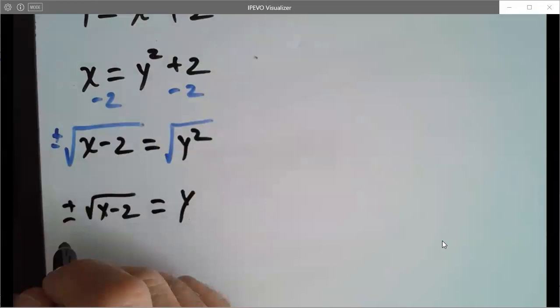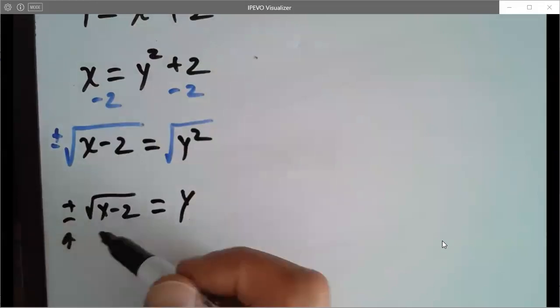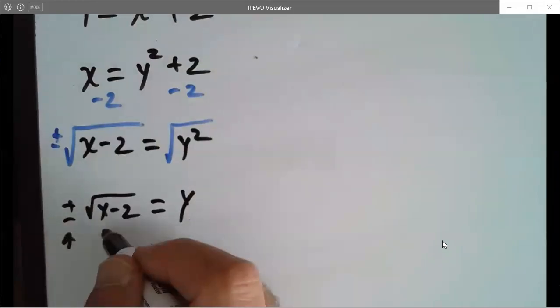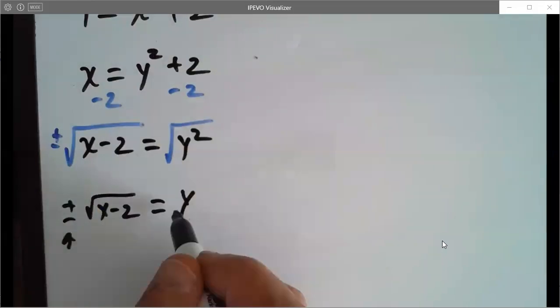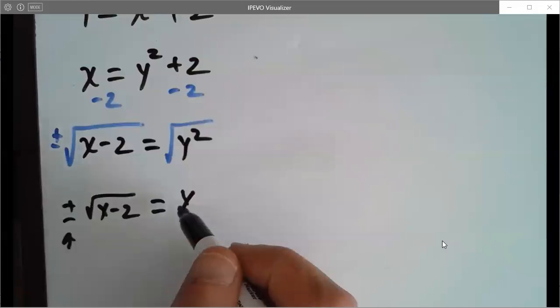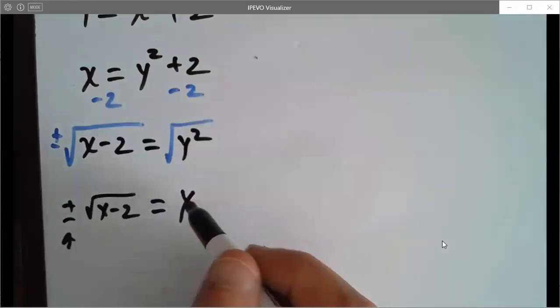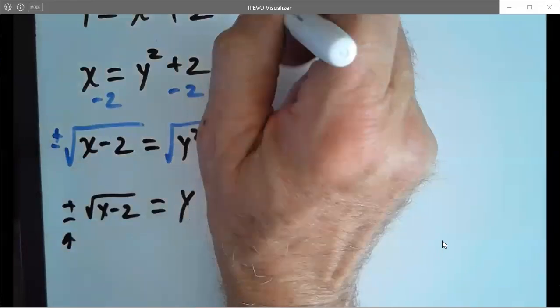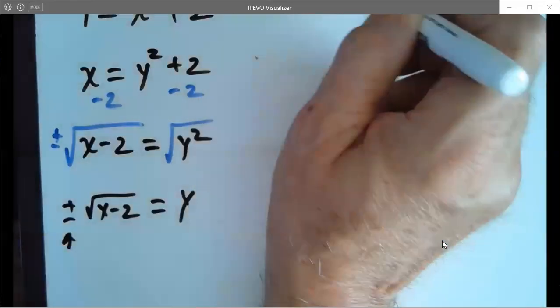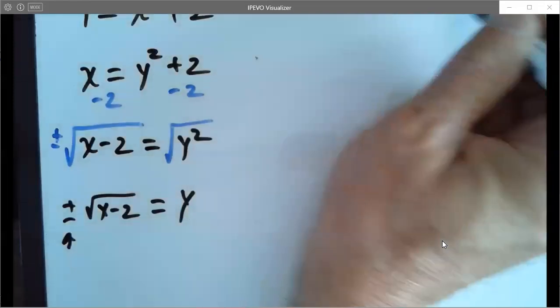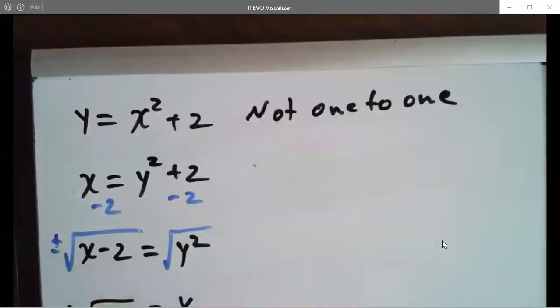And remember I said before that if it has a plus or minus in it, then that's not a function. I mean, that's not one-to-one. So the inverse is not a function, and so this is not one-to-one. And you could also graph this as a parabola.